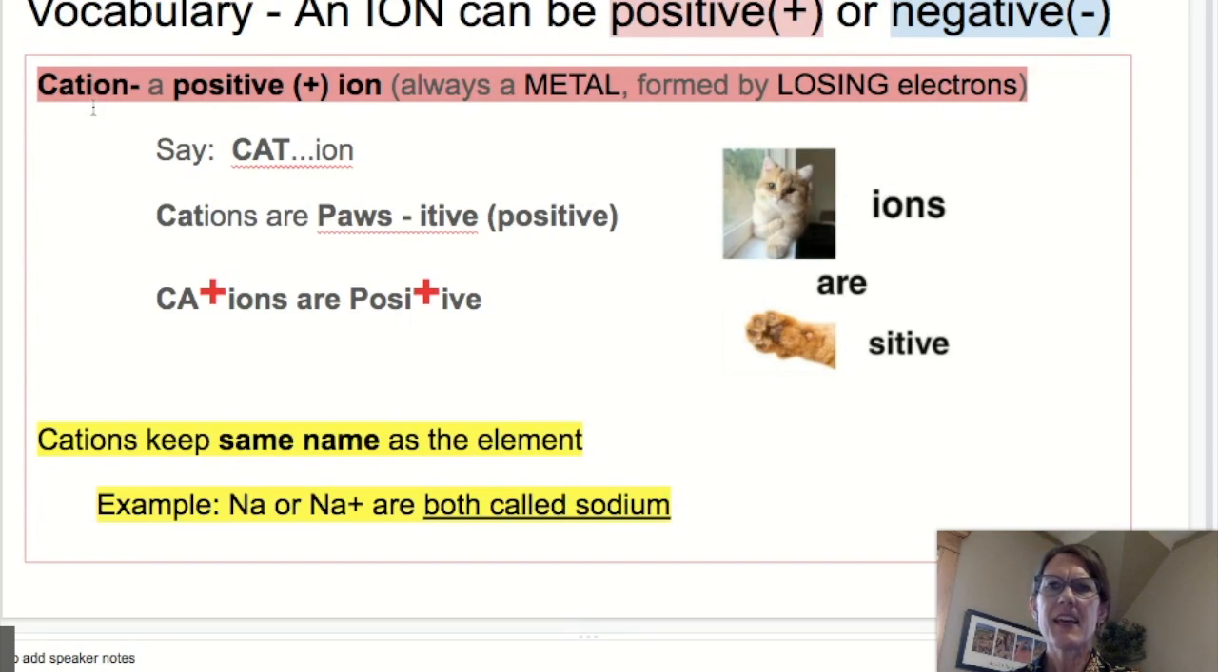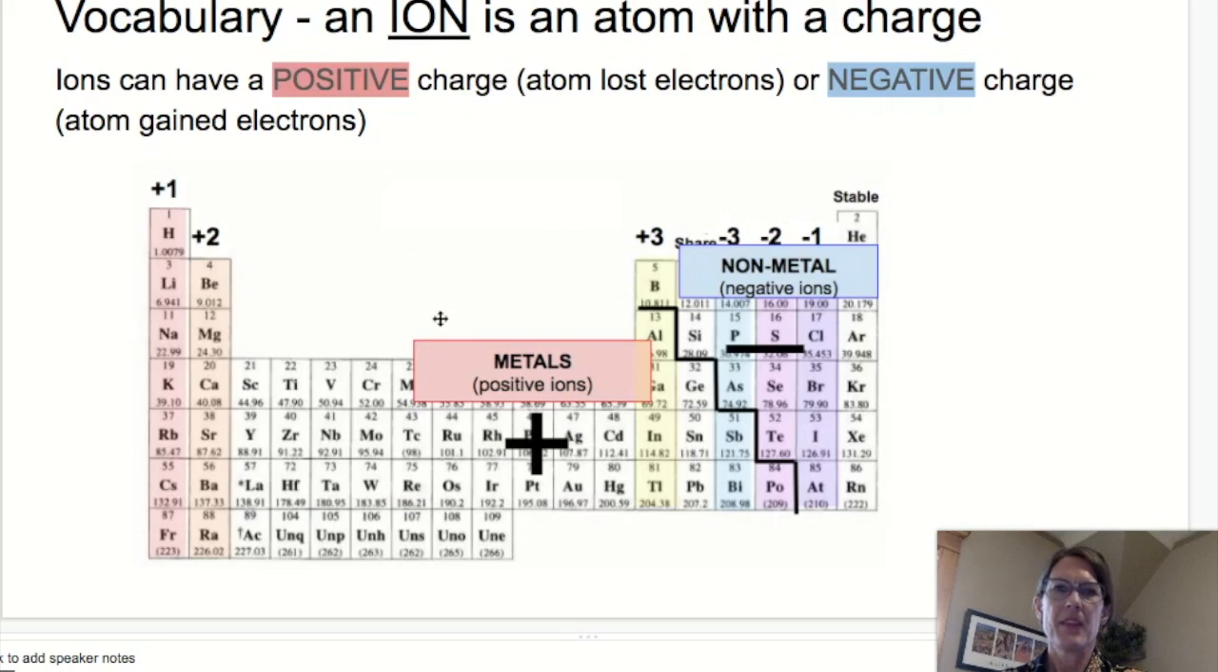So a cation, everybody say cation, cation, cation. It sounds like the word cat. It looks like cation, but it's cation. So the cation is a positive ion. And cations are always a metal, and they're formed by losing electrons. So if you remember back on this slide, metals always want to lose electrons and they become positive, so they are going to become cations.